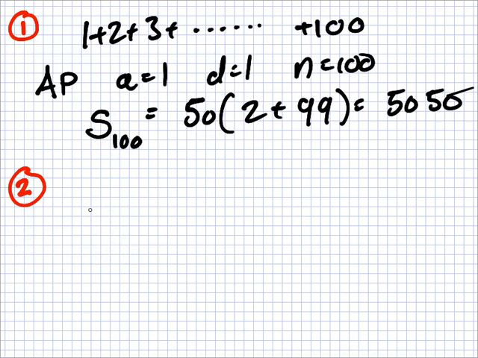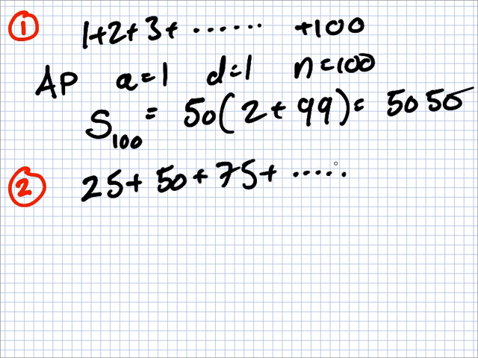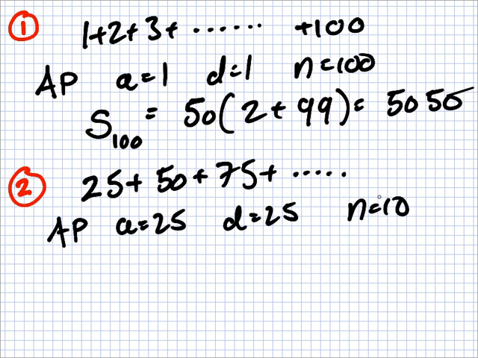Number 2. Anne invests in a bond that pays 25 euros in the first year, 50 euros in the second year, 75 euros in the third year, and so on. How much does the bond pay out over 10 years? So it pays 25 in the first year, 50 in the second, 75 in the third, and so on. Again, this is another AP, with A is 25, D is also 25, and N is 10 here because it's 10 years of payments.